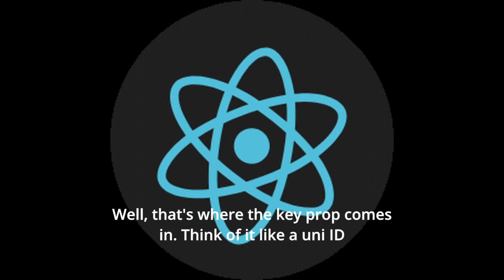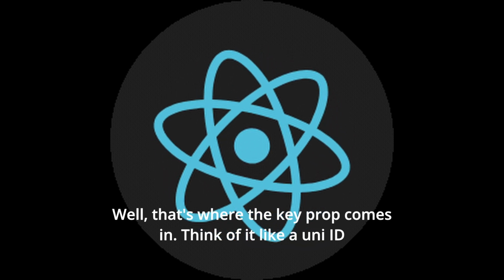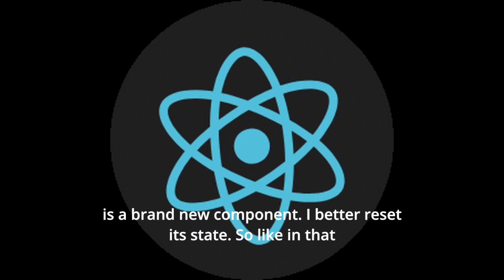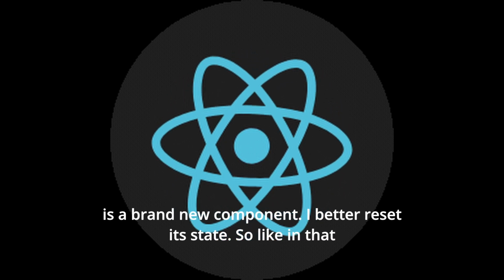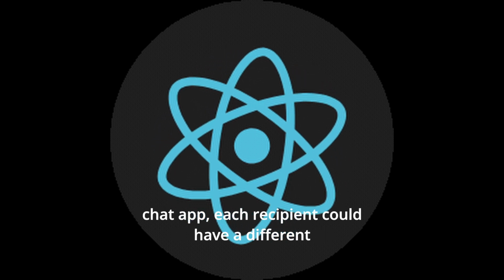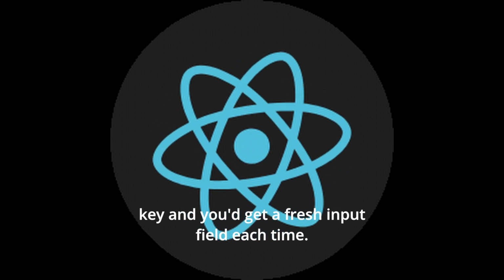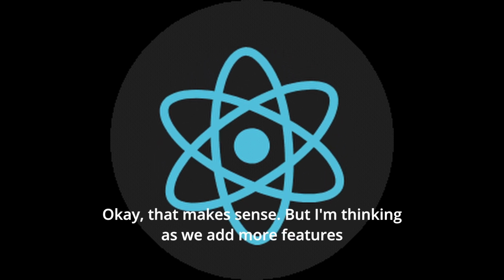Well, that's where the key prop comes in. Think of it like a unique ID for each component. If you change the key, React thinks, oh, this is a brand new component, I better reset its state. So in that chat app, each recipient could have a different key, and you'd get a fresh input field each time. Okay, that makes sense.